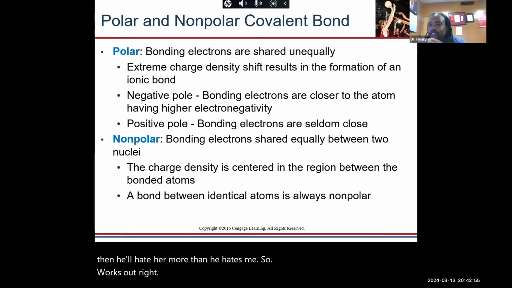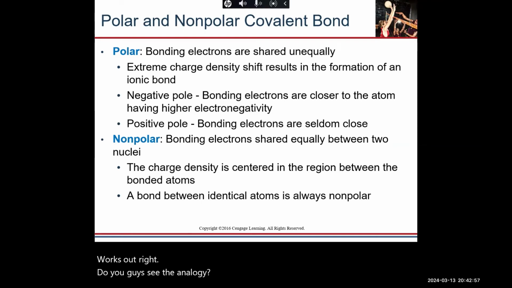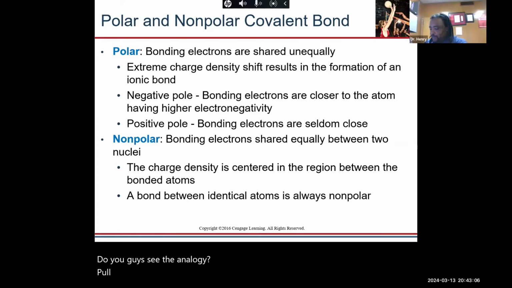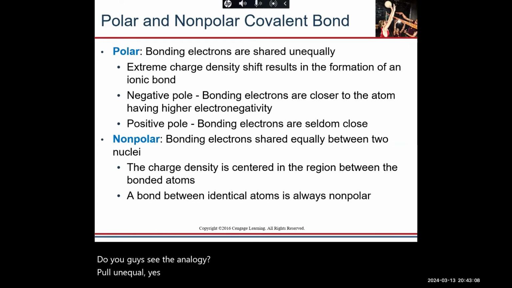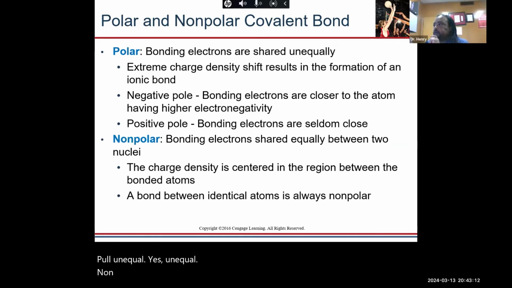Do you guys see the analogy? So wait, polar is equal sharing? No, unequal. Or unequal, yes. And non-polar is equal. That's right.